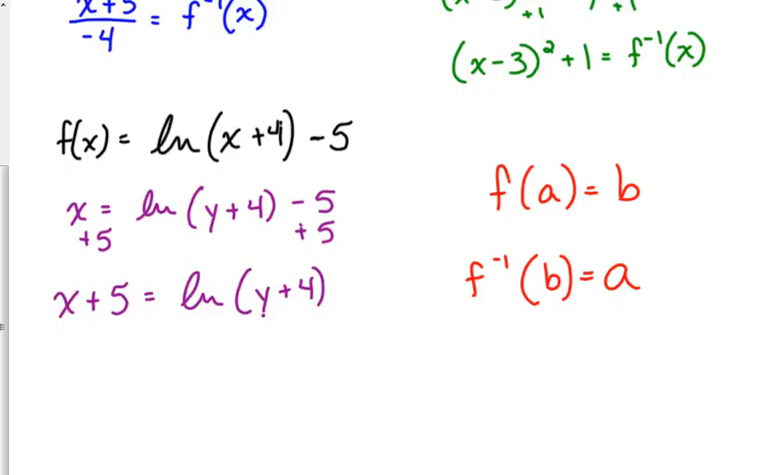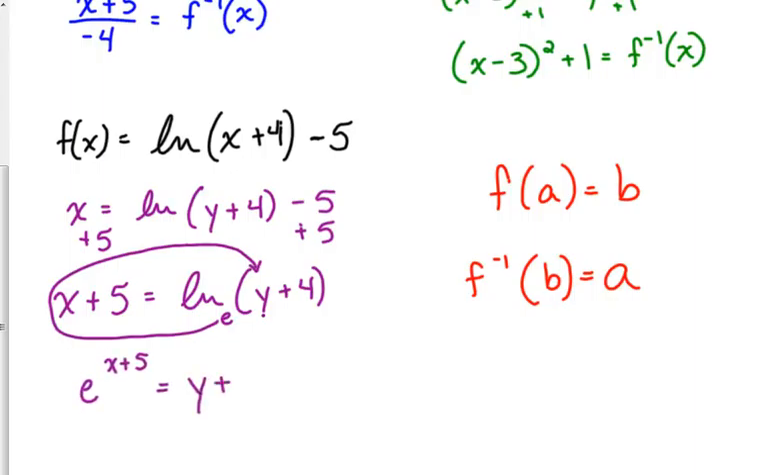Okay, now, how do we get variables out of logarithms? We write it in exponential form. We're talking about inverses. Log inverse of e, this is the swoop. e to the x plus 5 is equal to y plus 4. And then we can just subtract 4 from the end. So e to the x plus 5 minus 4 is the inverse.